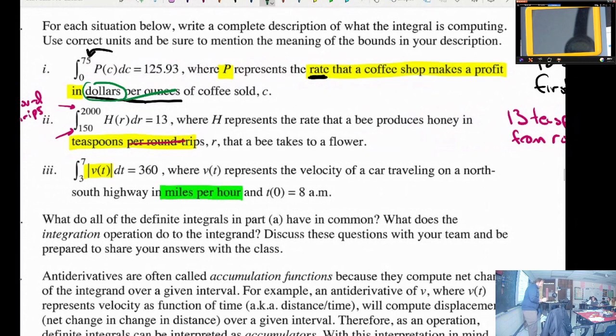So these are going to be hours, the 3 and the 7. And our integral, 360, is going to be in miles. Right there. Oh, look, see, it's exactly what I said. T of 0 is 8 o'clock a.m. So 3 in this case would be 11 o'clock a.m. And 7 would be 3 o'clock p.m.